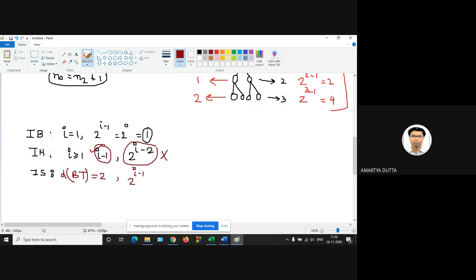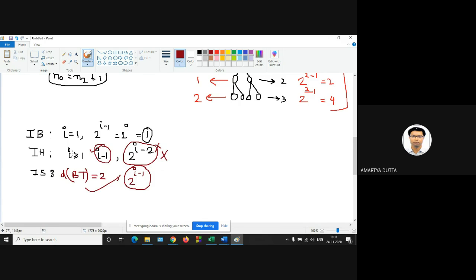As each node in the binary tree has a maximum degree of 2, the maximum number of nodes on level I is 2 times the maximum number of nodes on level I minus 1. So we get 2 to the power I minus 1. So 2 to the power I minus 2 was our wrong assumption.